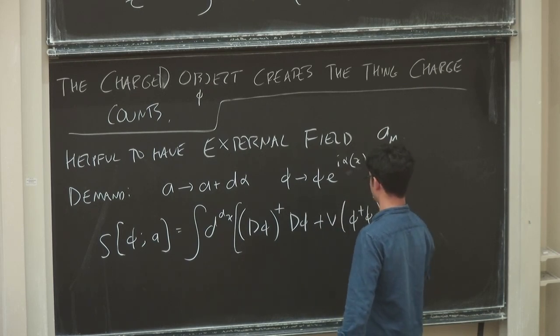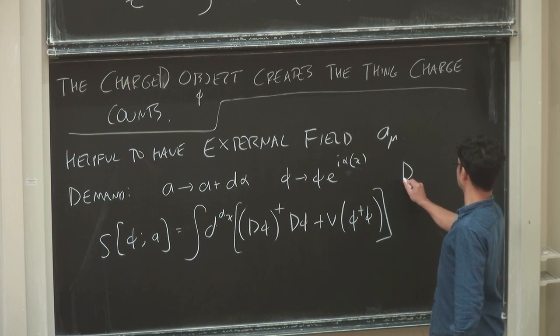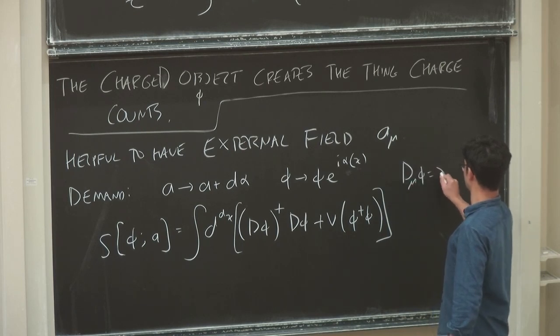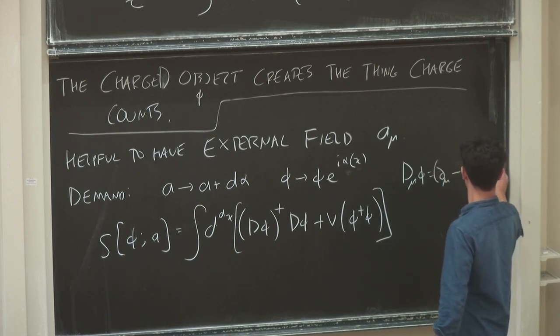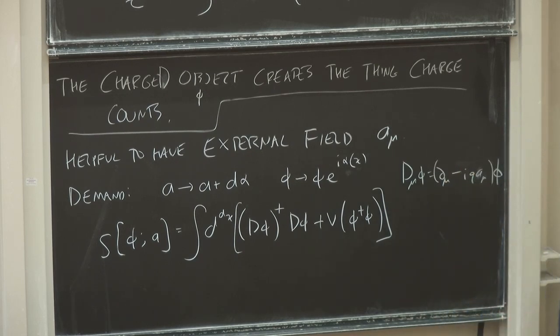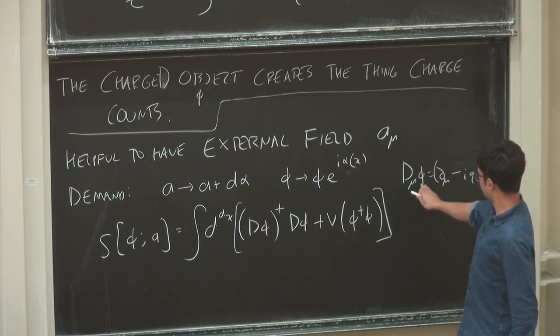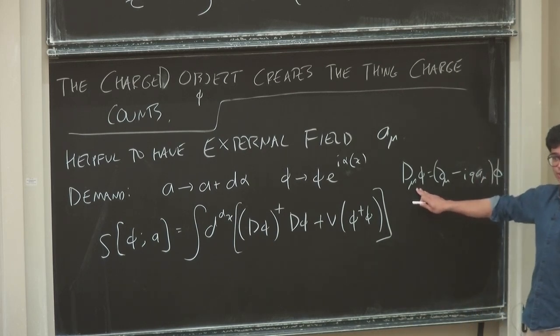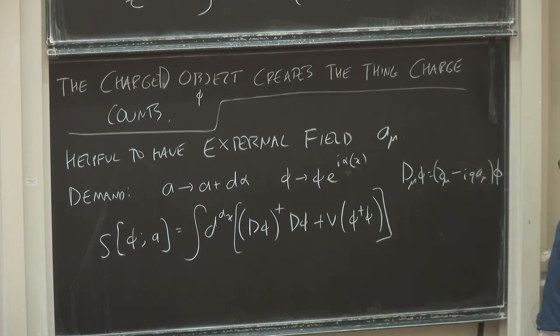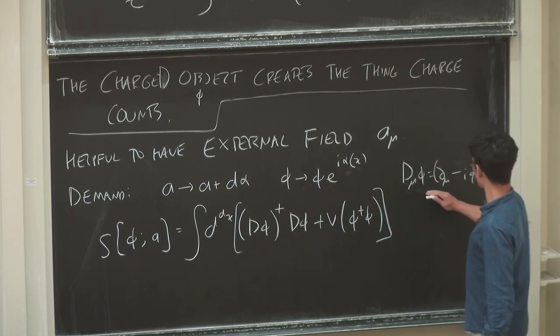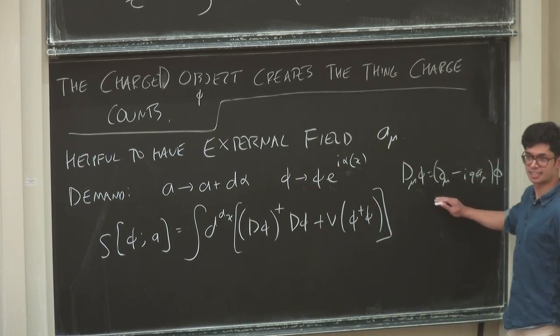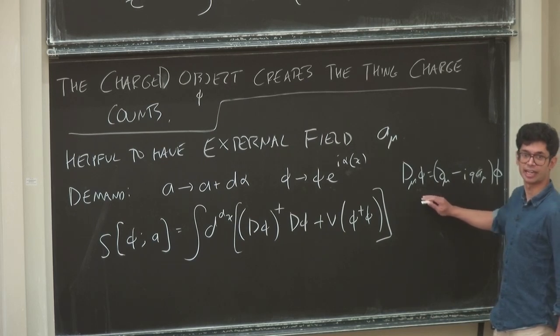Dagger phi, where d phi equals partial mu minus iQ A mu phi. Because of the structure of this gauge covariant derivative, if you do this transformation on the fields, this whole thing transforms nicely with an overall factor of e to the i alpha.